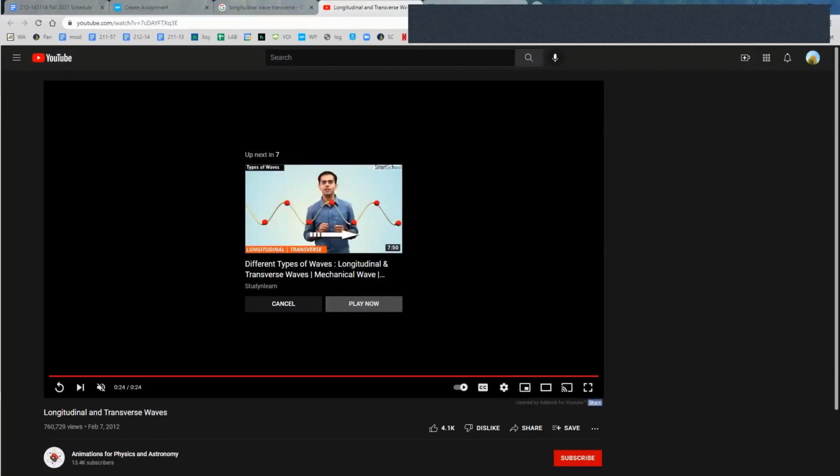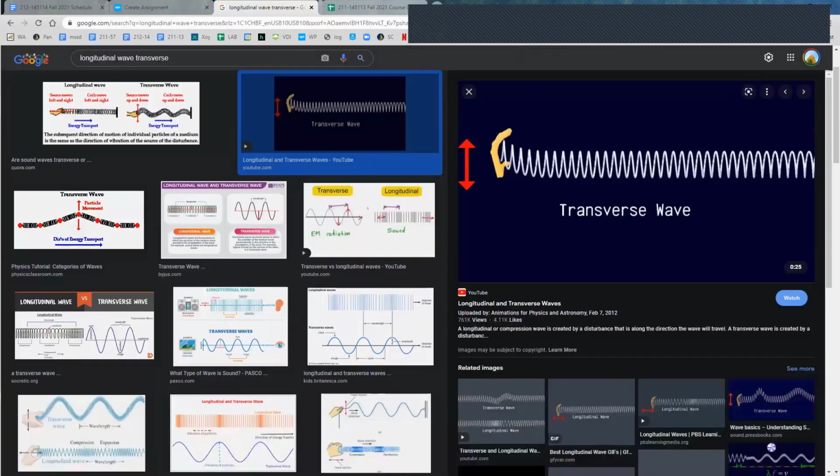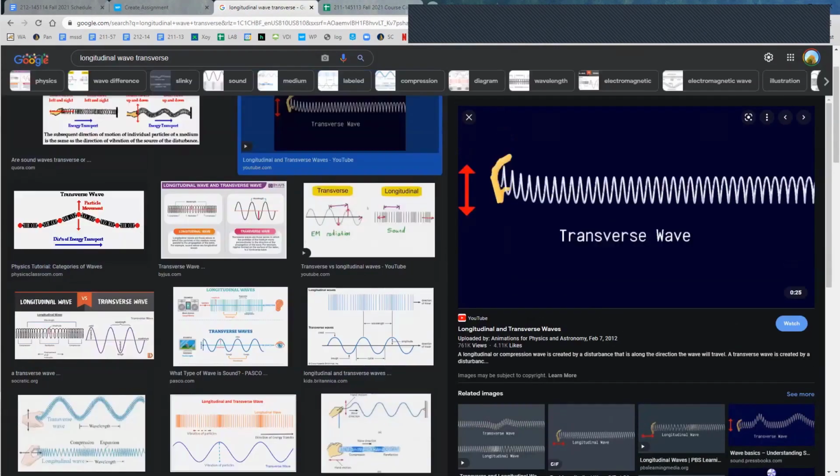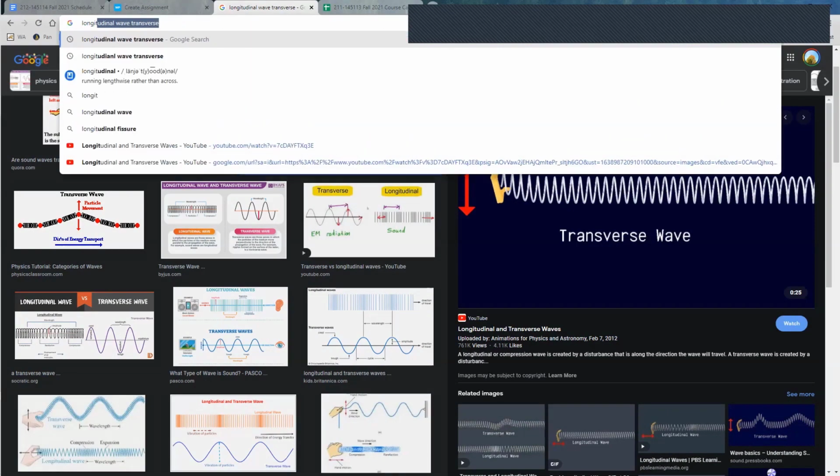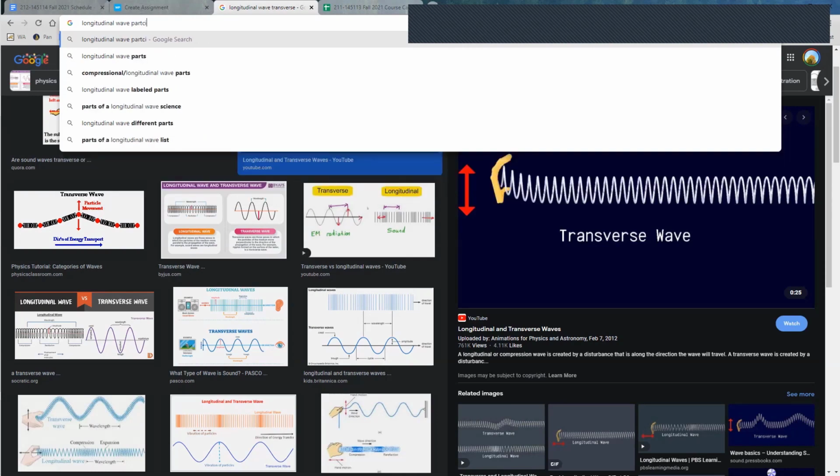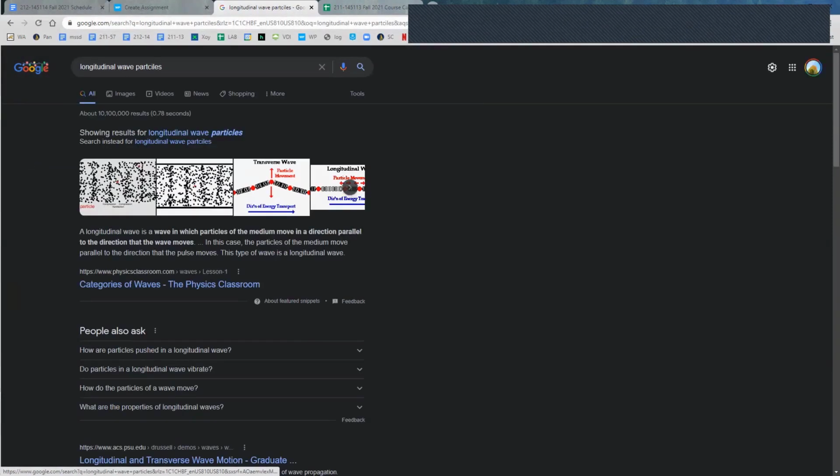Speaking of a longitudinal wave, let's take a look at this longitudinal wave of particles. This is good.